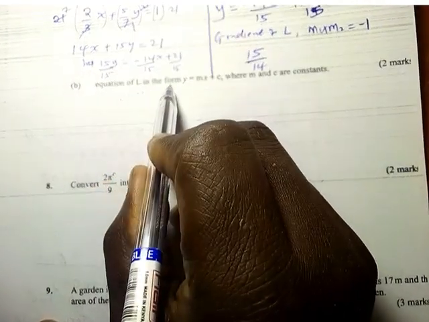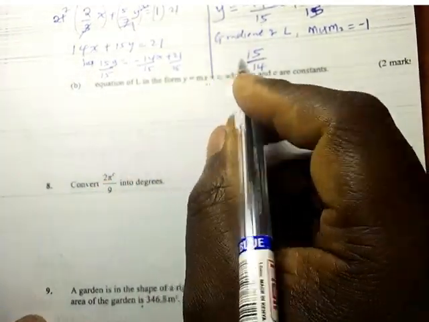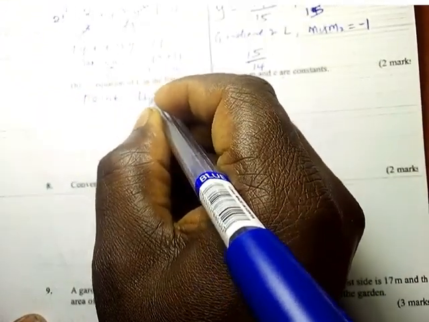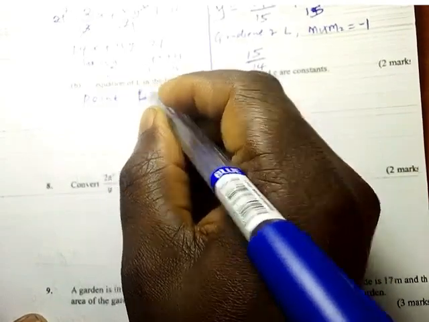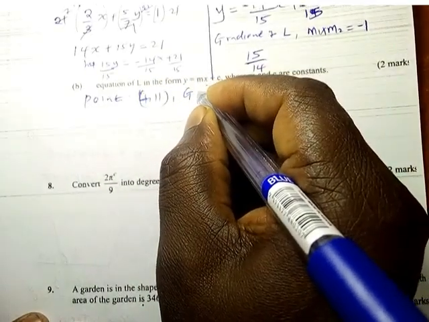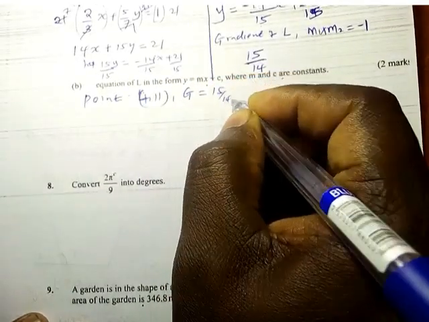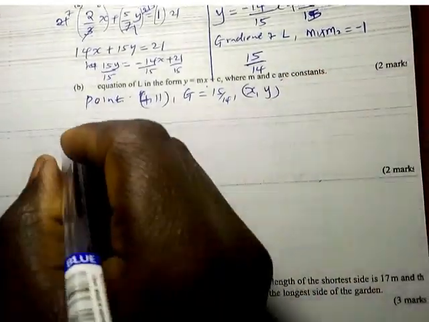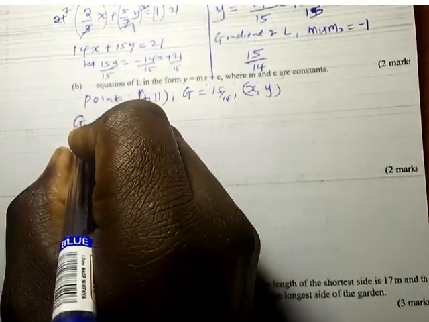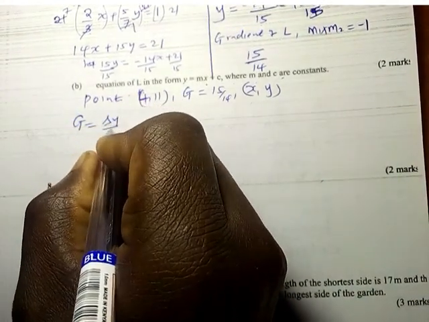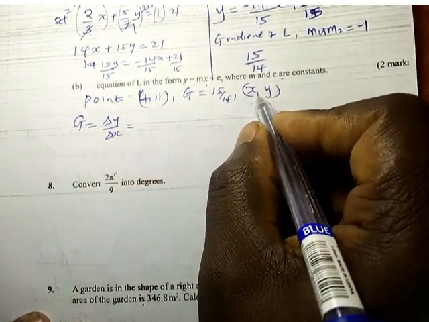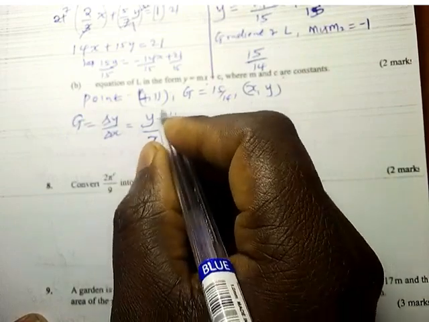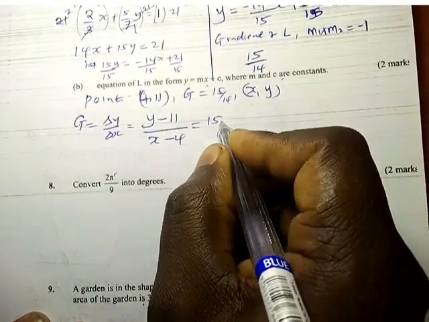Equation of L in the form y = mx + c, where m and c are constants. So we have the point where L passes, which is (4, 11), and we have the gradient of L as 15 over 14, and we have the general point (x, y). Now we can get the equation. We know that the gradient equals change in y over change in x. So we have y minus 11 divided by x minus 4, and the answer is 15 over 14.